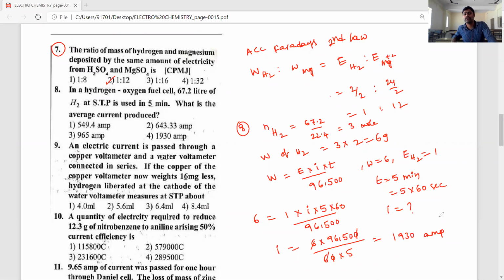For the formation of 6 grams of H2, how much current is required during these 5 minutes? In a 5 minute time period only 6 grams of H2 is formed. Then how much current is required? 1930 amperes current is required. Okay students, let's see the ninth question.